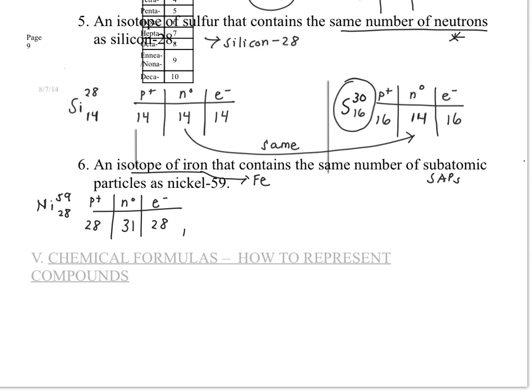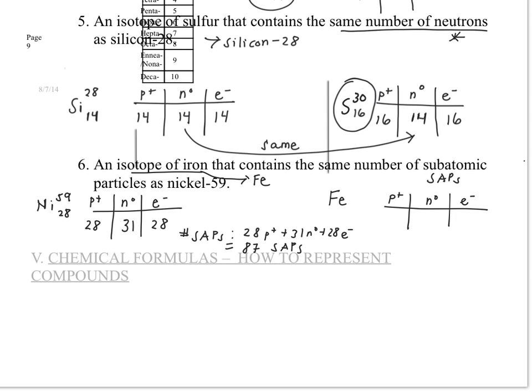And to find the total number of subatomic particles, we're going to add the total number of protons, neutrons, and electrons, which gives us a total of 87. And we need to make sure that our nucleus of iron contains that same number. So we're going to go ahead and draw another table for iron.